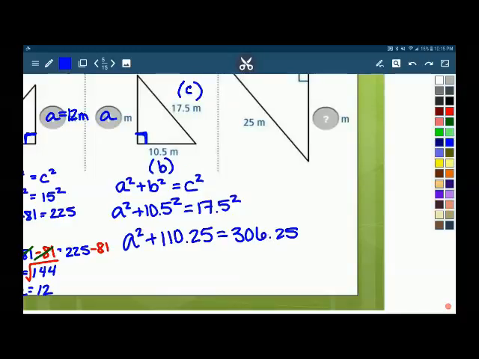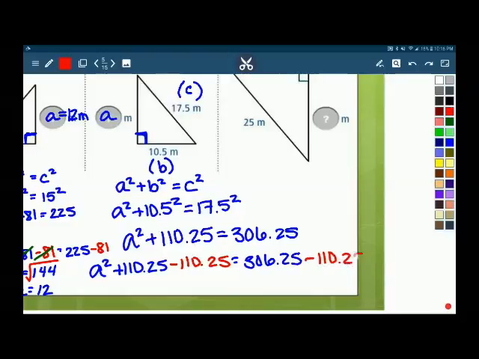So now we're just going to solve just like we did before. We have a squared plus 110.25 minus 110.25 is equal to 306.25 minus 110.25. So I'm going to go back to my calculator because these become 0, but I'm going to quickly just type in what 306.25 minus 110.25 is.